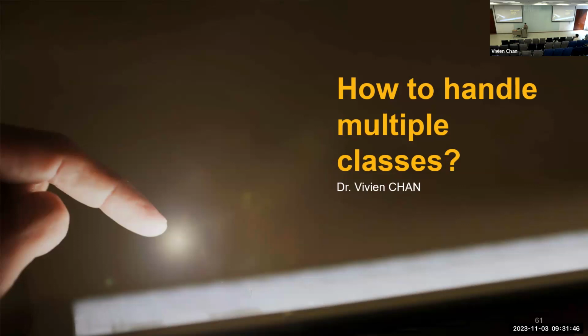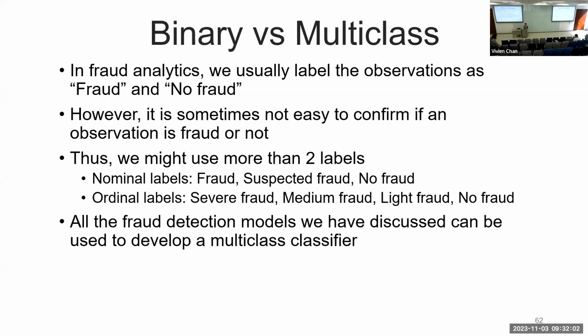So previously, for all the supervised learning models, we were handling only binary classes. That is, we have the class label fraud or non-fraud. Those are binary classes. So how about multiple classes? What if we have more than 2 labels? Of course, you may be asking, why do we have more than 2 labels? Because previously we were handling only the fraudulent case and non-fraudulent case.